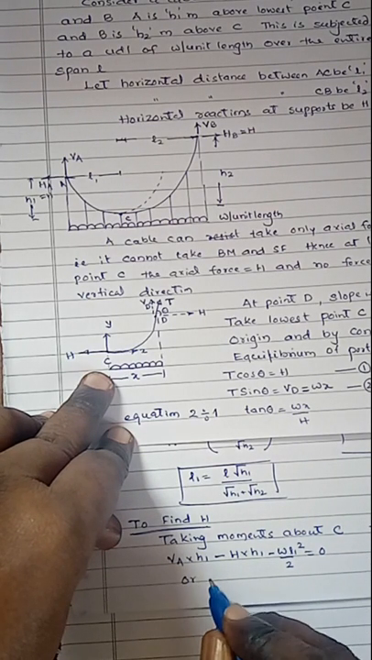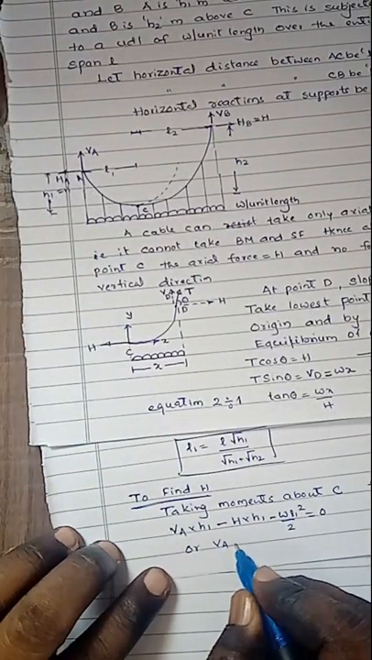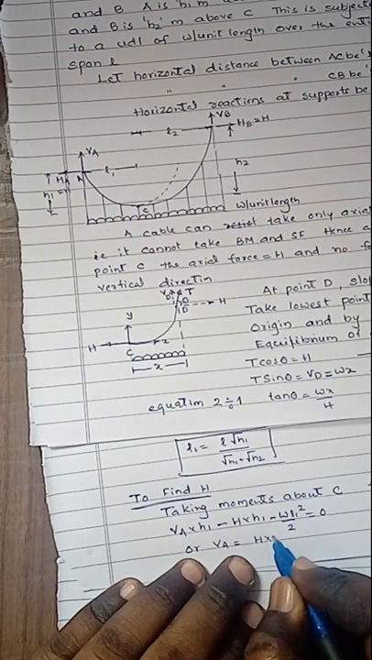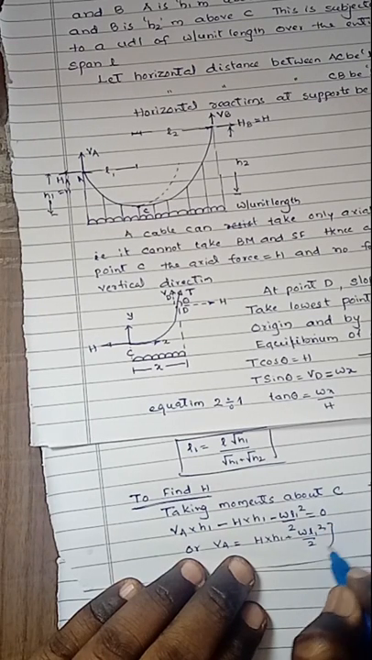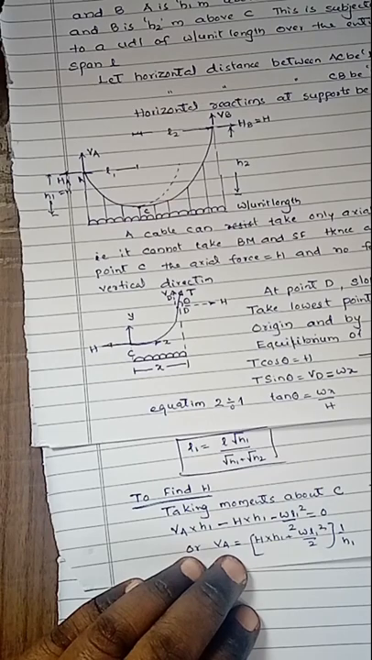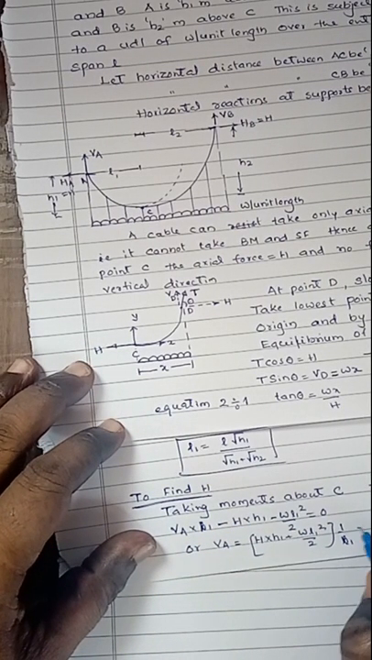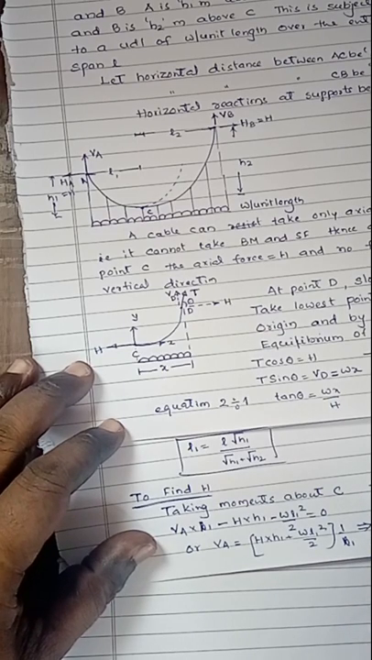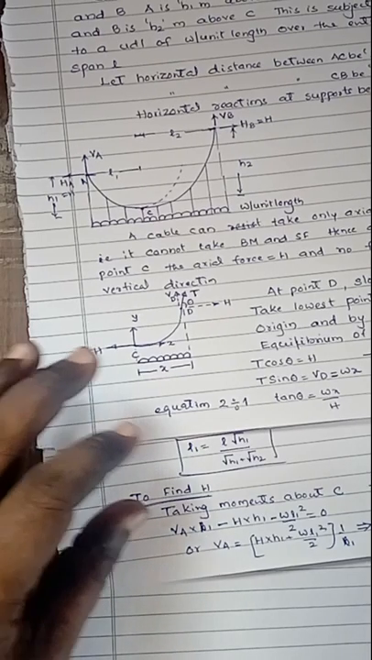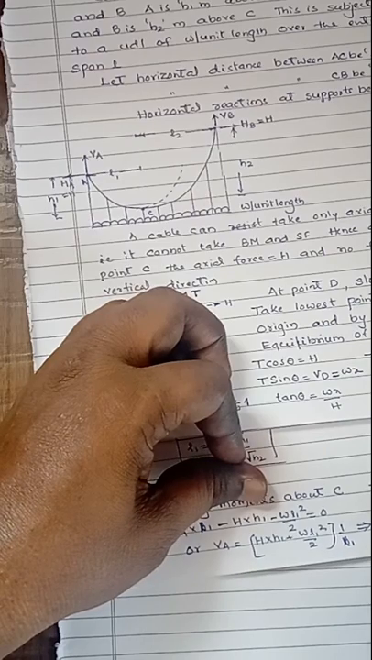Or by simplifying this, we will get VA value equals H into H1 plus W L1 square by 2, all over L1. Here VA into L1, not H1, equals W L1 by 2 plus H into H1 by L1. Here this is the value of VA.